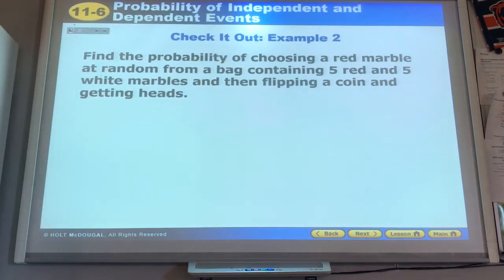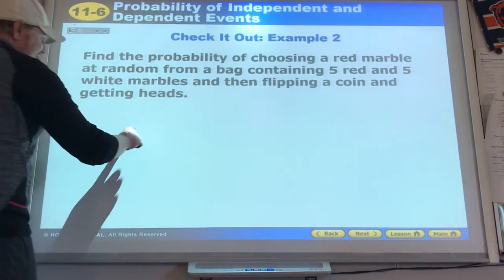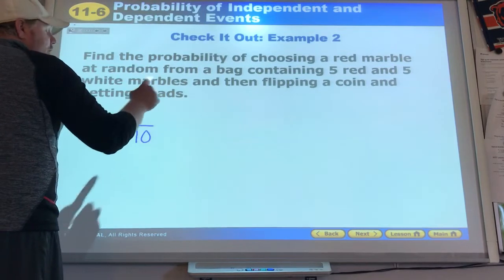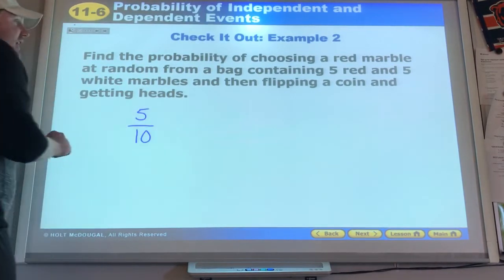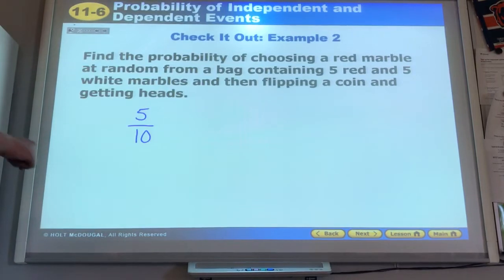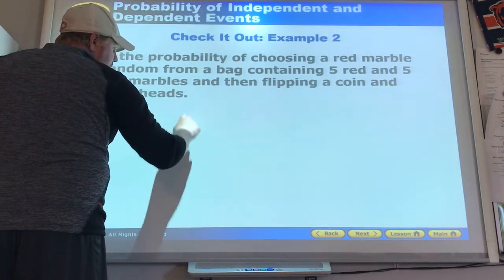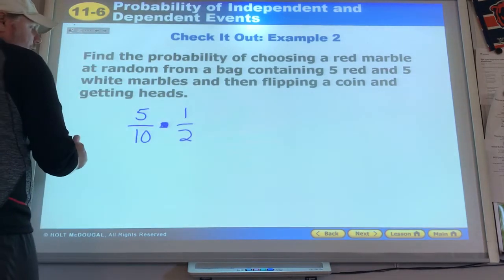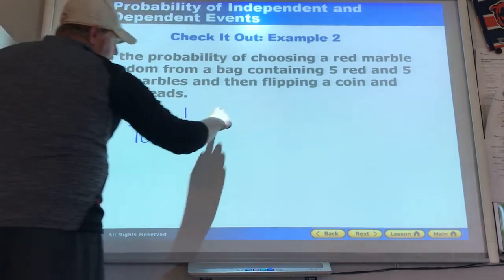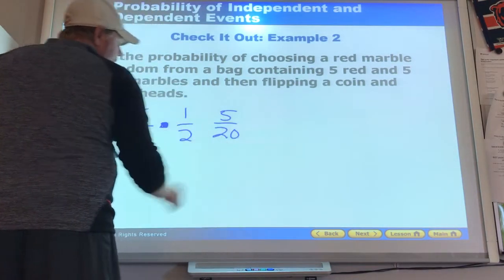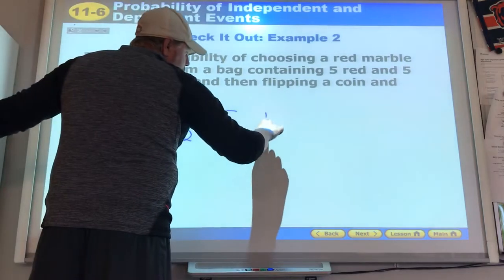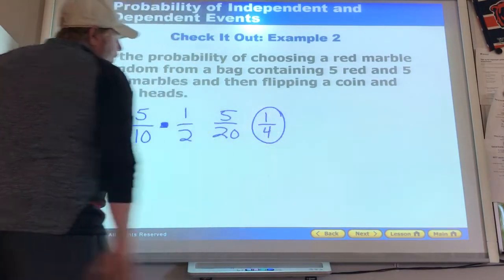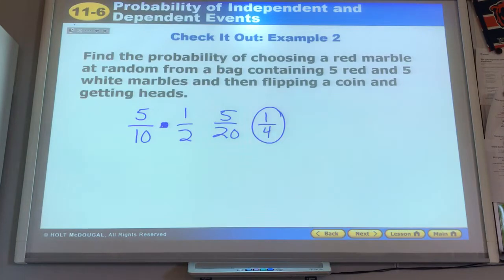Okay? So, find the probability of choosing a red marble at random from a bag containing 5 red and 5 white marbles. So there's 10 total marbles, and they want to know probability of getting a red one. That's 5 out of 10. And then flipping a coin and getting heads. Well, there's two sides to the coin. One of them is a head. I can multiply those two because that's the probability of one, probability of the other. So that'd be 5 over 20, or 1/4. Okay?